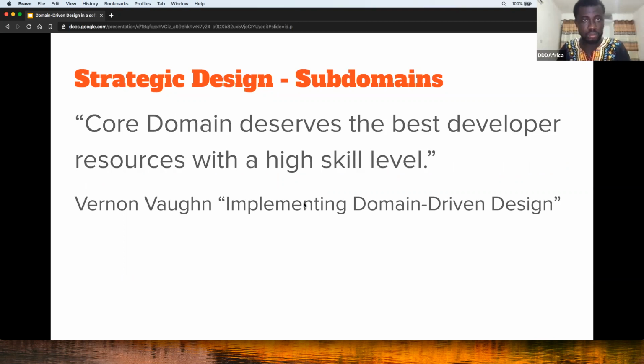Another statement from Vaughn Vernon, whose books around domain-driven design I have read, maybe all of them. As Matthias said, other books maybe are not really practical, while in Vaughn Vernon's books we can find some practical examples. Core domain deserves the best developer resources with a high skill level. So our best developers and all the investment should be in the core domain.